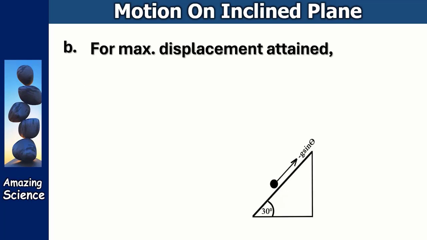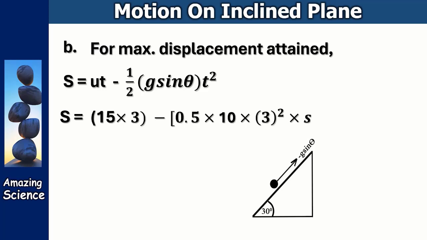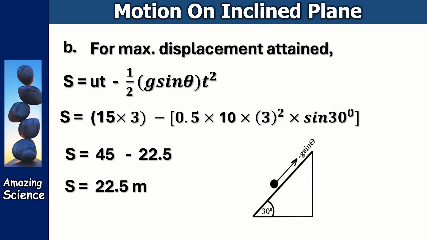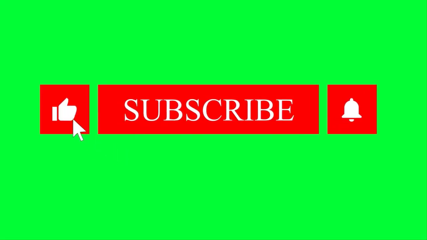Now the B part of the question, we are supposed to find the maximum displacement attained by the body. And so we use the relation s is equal to ut minus half g sine theta t squared. Let's substitute in the values. We have s is equal to 15 times 3 minus 0.5 times 10 times 3 squared times sine 30 degrees. This will give us 45 minus 22.5. And finally we have s is equal to 22.5 meters. And so that is the beautiful concept of the motion of a body on an inclined plane.